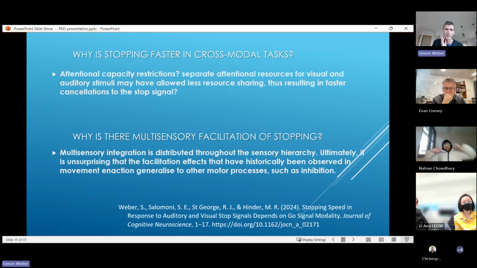The other main question here is, why is there multi-sensory facilitation of stopping? This is actually not that surprising. It's more surprising that other literature had found that the opposite was true. So we know that multisensory integration is distributed right throughout the sensory hierarchy, and it's well established that if you combine modalities for stimuli, then people will respond more quickly. So it makes sense that would generalize to the cancellation of a response. And yeah, this is in Journal of Cognitive Neuroscience if anyone is interested.